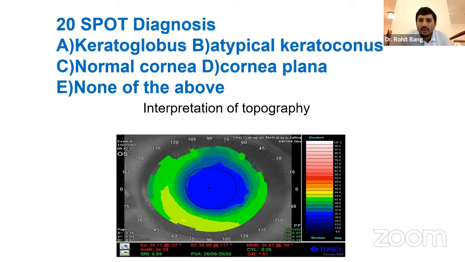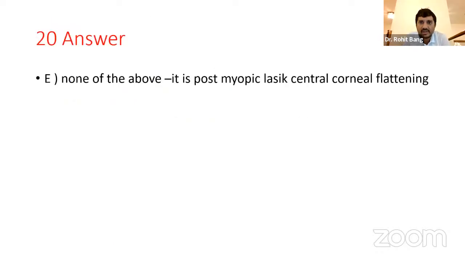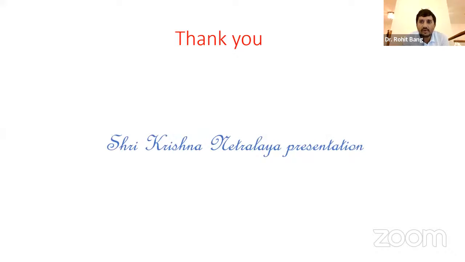So keratoglobus is ruled out because there's not much of the cylinder. It can be a typical keratoconus also. It can't be a normal cornea because K1, K2 seem to be on the flatter side. Whether it's a cornea plana or none of the above, the answer would be none of the above. It is a post-LASIK central corneal flattening. So this is about the 20 questions. Thank you, all of you.